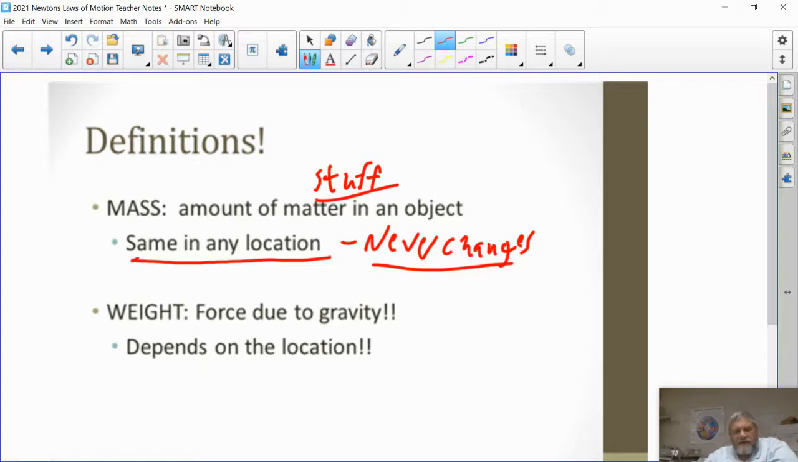Right? The weight is the force due to gravity. Okay? It depends on where you are. Right? If you're on the Earth's surface, then it's pretty much the same everywhere. But if you go to another planet, go to the moon, or even if you actually just go well above the surface of the Earth, the gravity force changes, and so the weight is going to change.